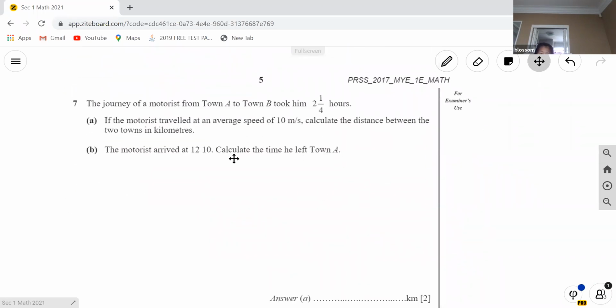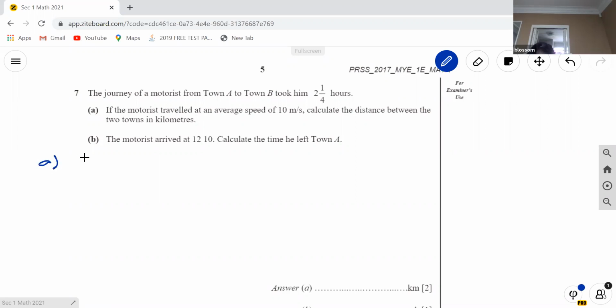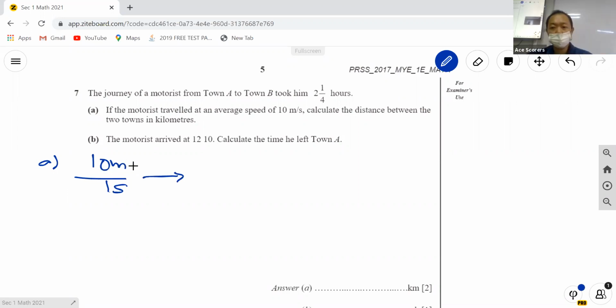The journey of a motorist from A to B takes 2.25 hours. If the motorist travels at an average of 10 meters per second, calculate the distance between the two towns. Okay, so we need to convert to kilometers per hour. So for 7A, we have 10 meters per 1 second. So the conversion is this, we need to change 10 meters to kilometers.